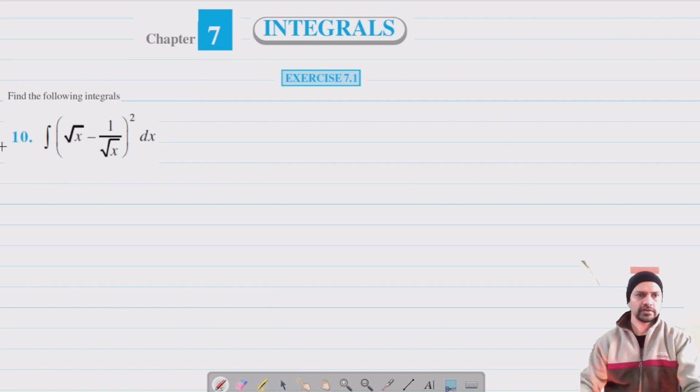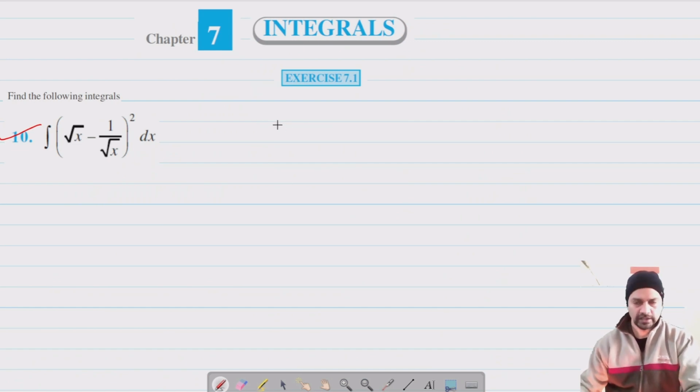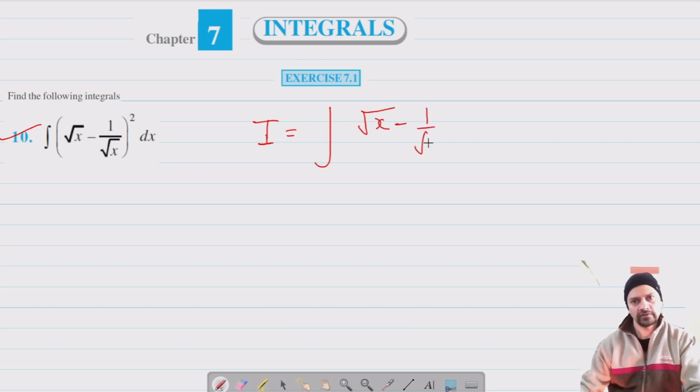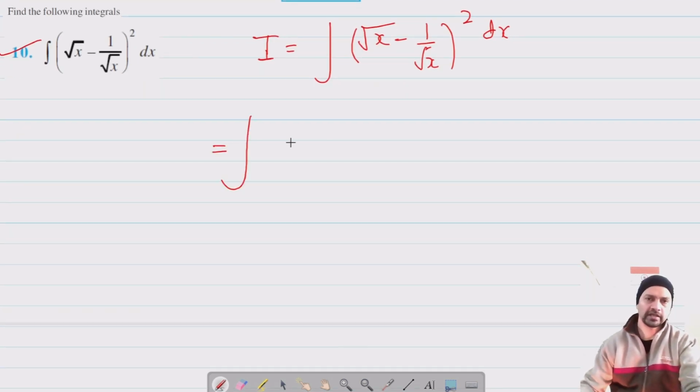Next question is question number 10. And we have to find the integral. So that I is equal to the integration of (root x minus 1 by root x) the whole square. It's an identity, (a minus b) the whole square, so let's expand that.